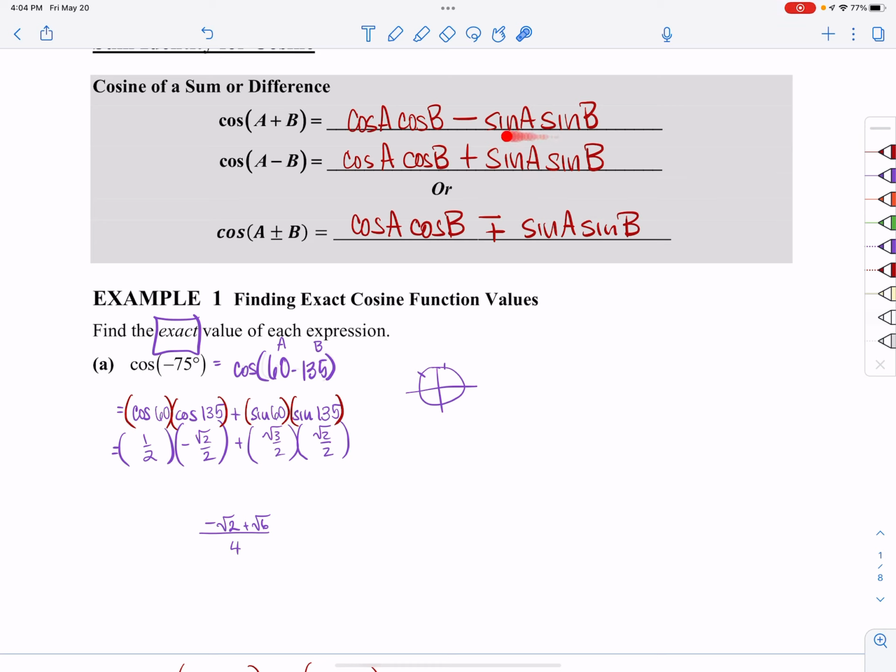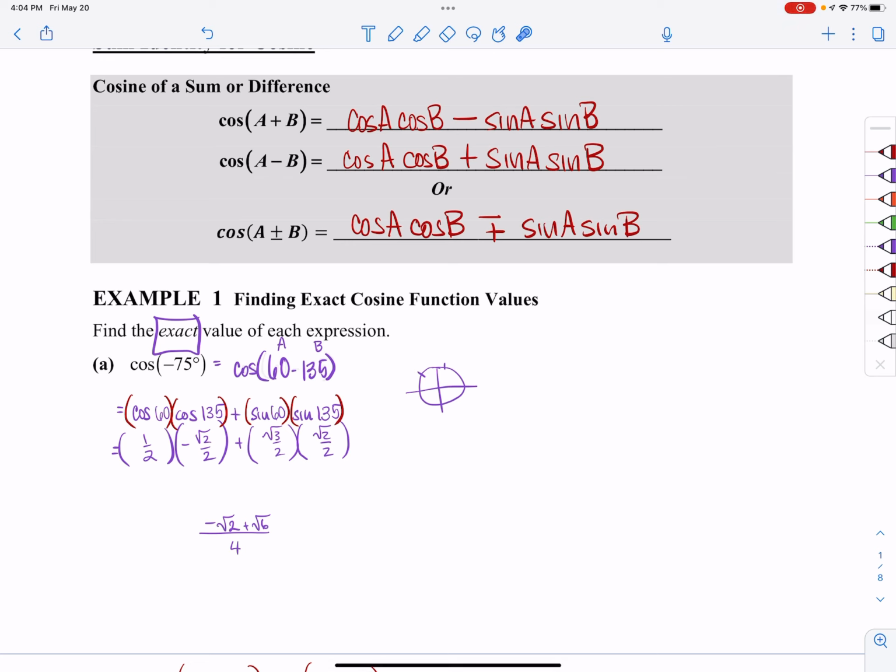So what's happened is I've given you this side of the identity, and now what you need to do is plug into this side of the identity. So you see, this is a backwards question. In the first 2 examples I worked, I gave you this side, and we had to convert over to this side. Now we're working backwards.